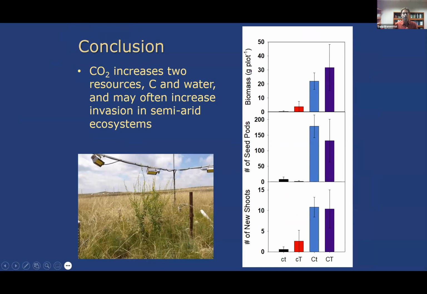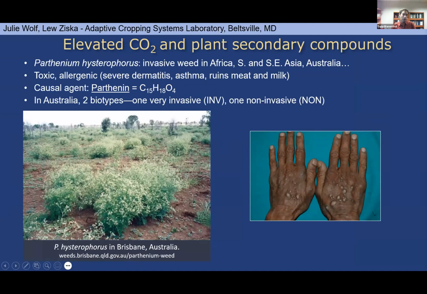So as to why we see such a large response to CO2 in this system from Dalmatian toadflax, my best guess is that it's because CO2 is actually increasing two different resources, carbon and water, and this fast-growing invasive species is able to take advantage of that. All right, moving on.